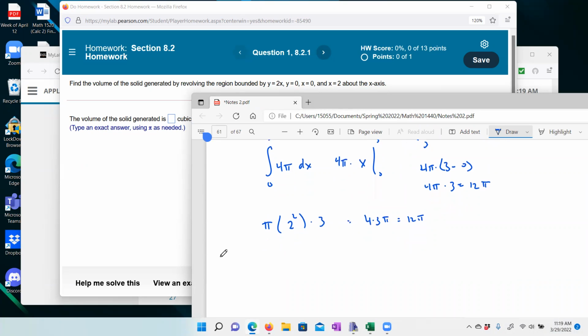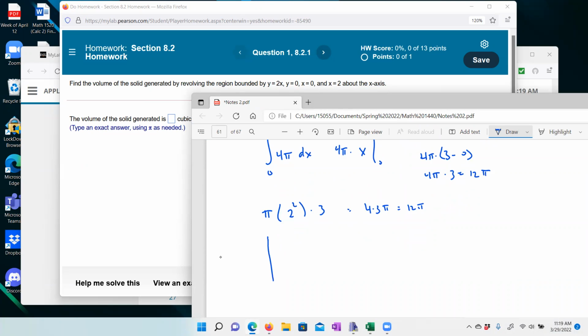Now what happens if the radius isn't constant? What if I wanted to figure out something like that? This is called a frustum. It's like the size of a coffee cup, the kind you get at a gas station or coffee shop. What we're going to do is rotate this around. What if I wanted to figure out from 0 to, again, 0 to 3.